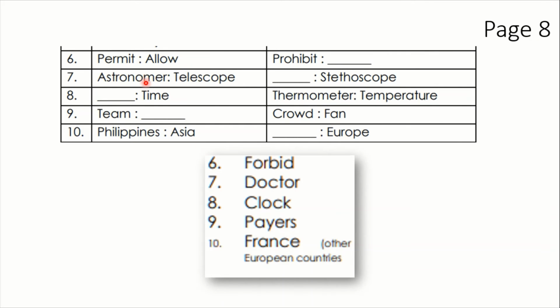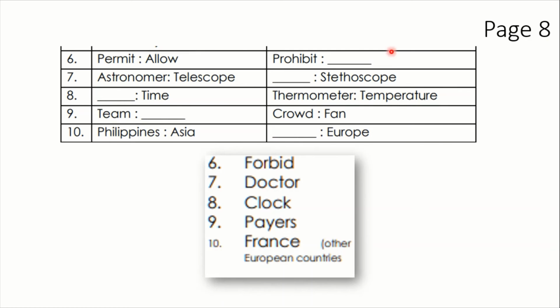Number 7, doctor uses the stethoscope. Number 8, the clock tells you the time. Number 9, players. This should be players because it's the team who plays, or the members of the team play, and the crowd are the fans. And number 10, France or other European countries.